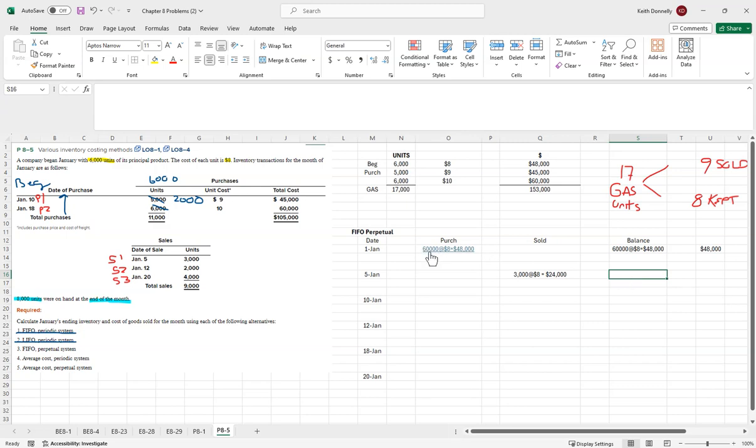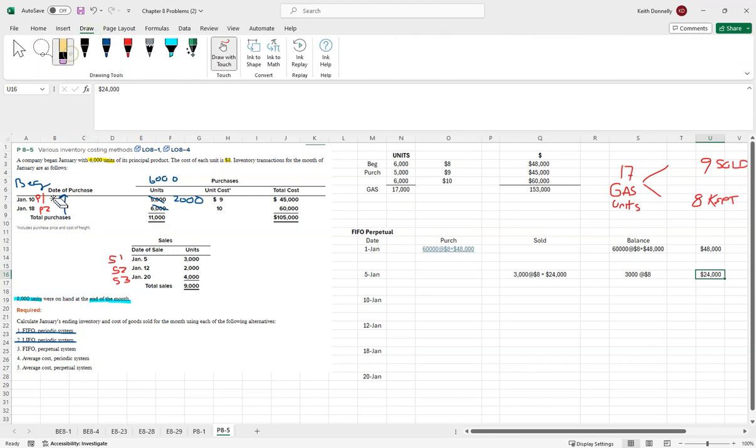In that way, if we started with 6 and we sold 3, from a unit perspective we have 3,000 left at $8. The total amount on that would be 24,000. So we started with 6, we sold 3, and the 3 we sold came from there. The leftovers, our ending inventory balance at that point in time, is $24,000.